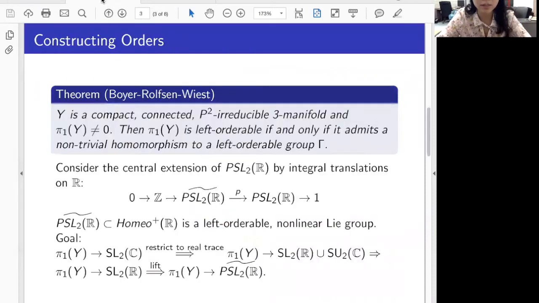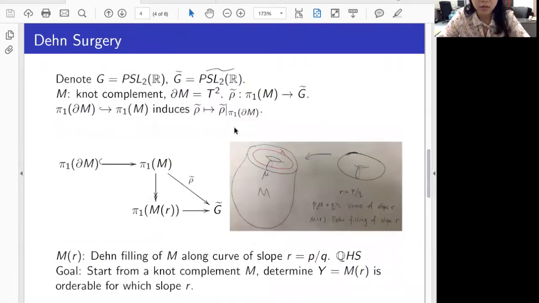Recall from last time, we talked about what the group PSL2R tilde is and how to use PSL2R tilde representations of a fundamental group to show the left orderability of the fundamental group. And then we talked about why we need Dehn surgery of the knot complement.